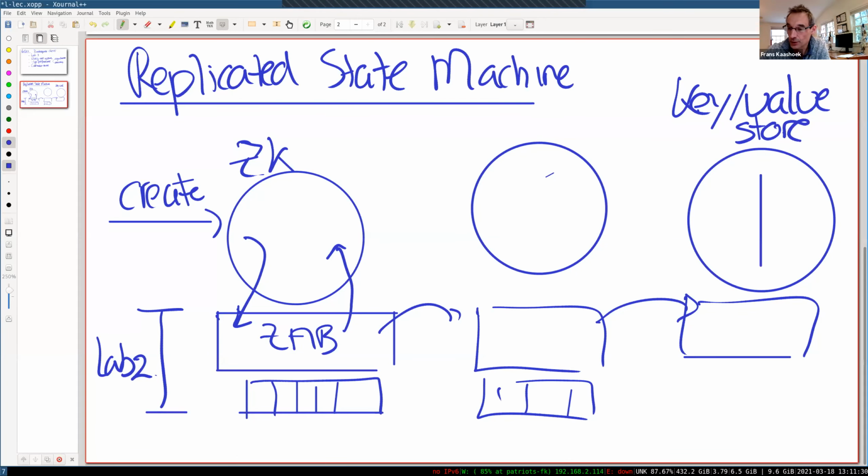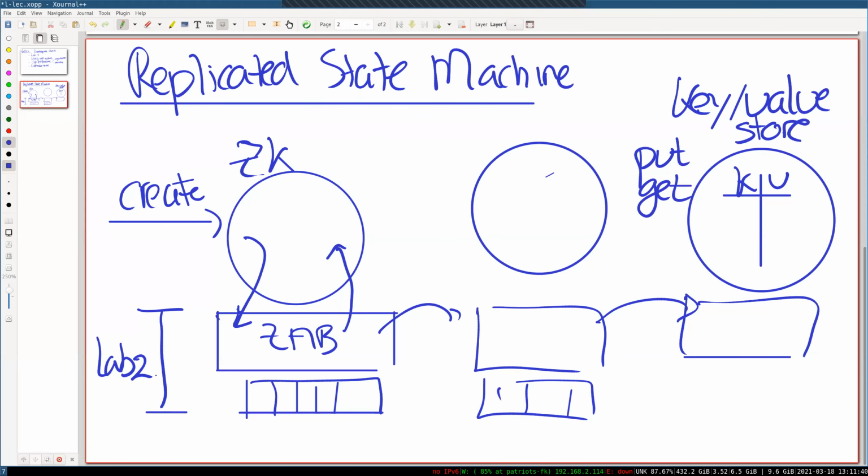And the data structure is just a map, from keys to values. And so the operations that we're going to be supporting are put and get. So the client submits put and get operations to the service. The service runs them through Raft, and then applies them one by one to the key value store.